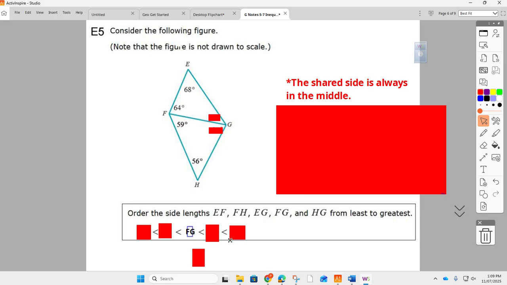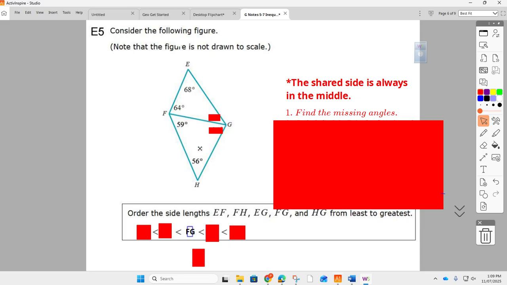Okay? The 5 sides. The first thing we always want to do is find the missing angles. Carla, you're writing when I'm writing, buddy. Put your drink away. I'm writing.